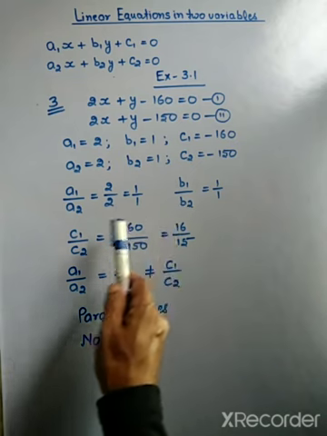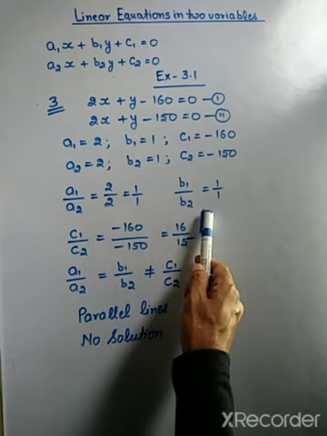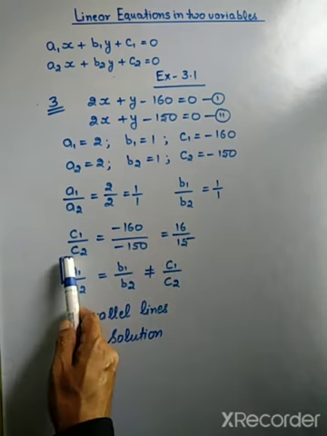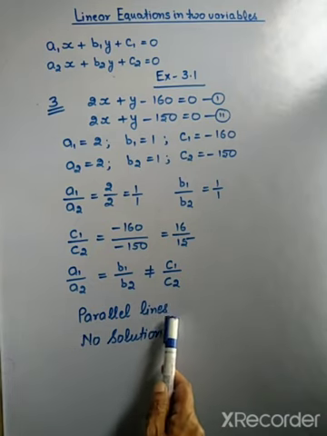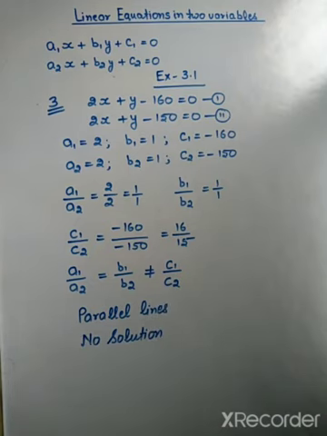So we can see that a1 upon a2 equals b1 upon b2, but is not equal to c1 upon c2. So we will get parallel lines, or we can say there will not be any solution, no solution.